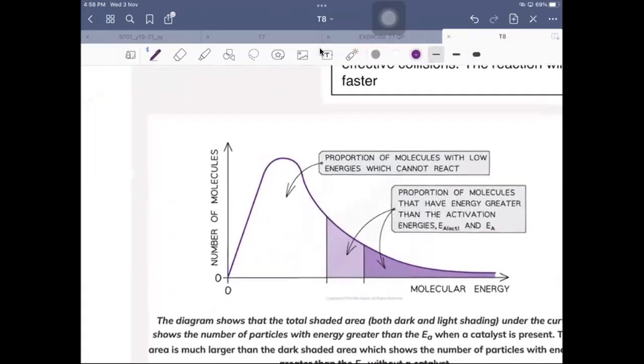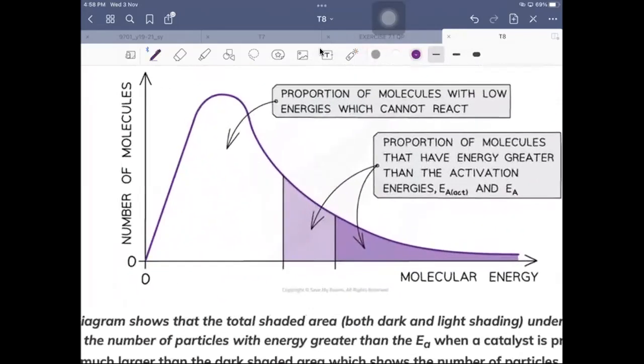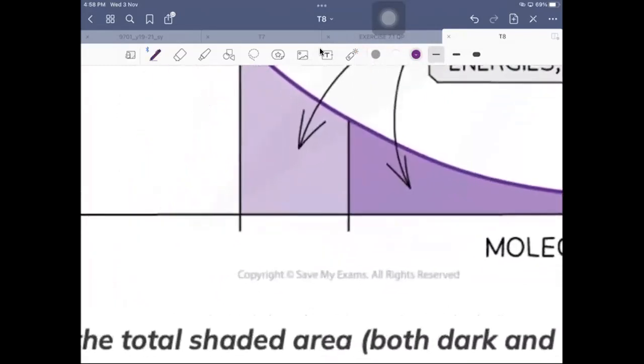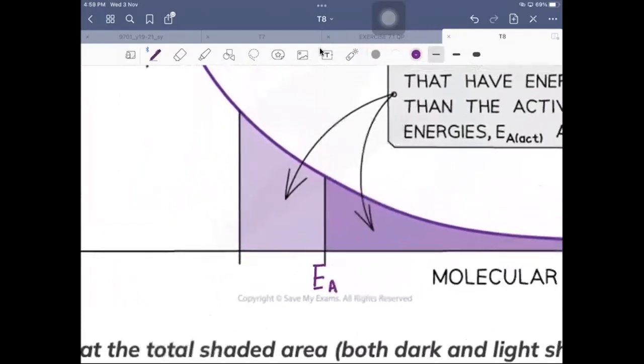So this is the Boltzmann distribution in purple of my reaction. Okay, the activation energy is here. EA of a normal reaction, no catalyst. Okay, and then the proportion of molecule that can react is this much.